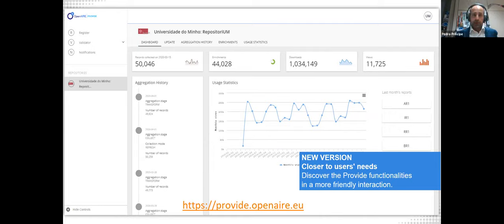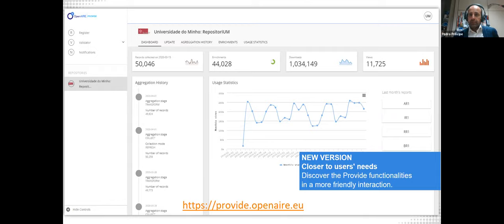The aggregation history is something quite important. We are not completely happy with the way that we are communicating with end users, but for sure this is something that users have requested a lot, in order to understand when was the last time that OpenAIRE aggregated content from their repository, from which date they have the content available in production in OpenAIRE, and when was the last time that the content was indexed, etc. And everything is available in this aggregation history. This provides more transparency to the OpenAIRE infrastructure.